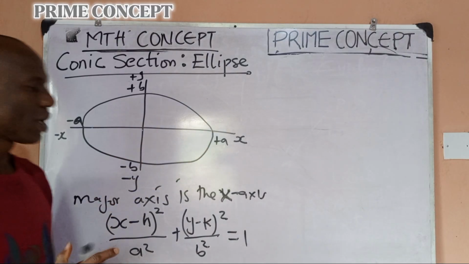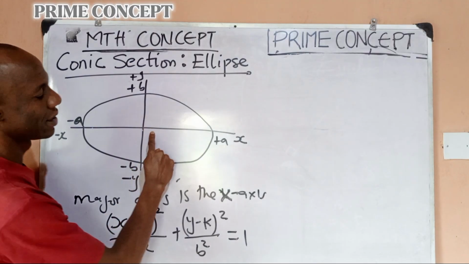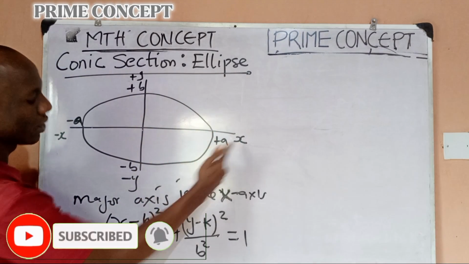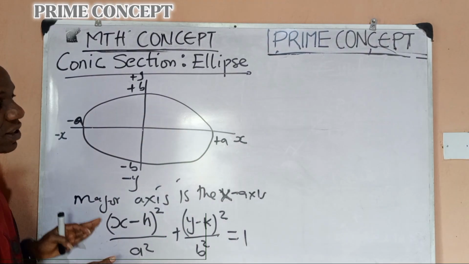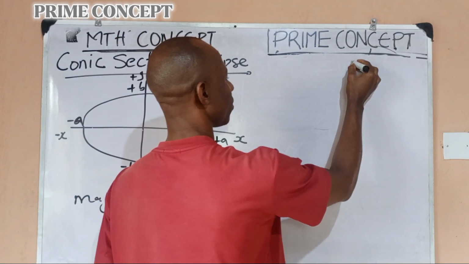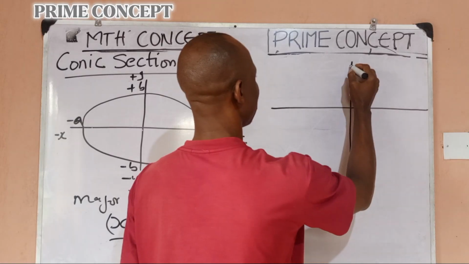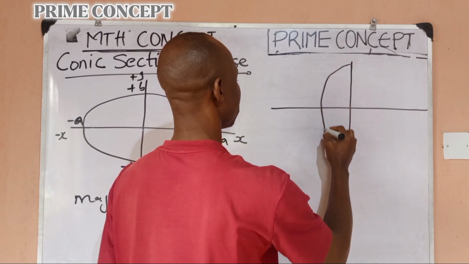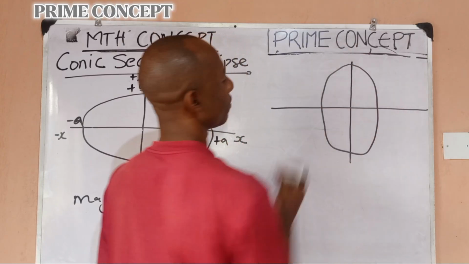Now one of the things you would have observed there is that if your major axis is your x-axis, it means that the value that should be under your x in this equation should be a. So you would see how this differs from the other. So let me draw the other elliptical shape. So we have something like this, in this form.